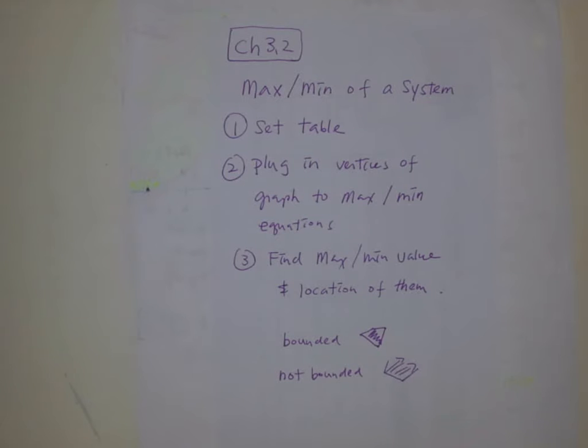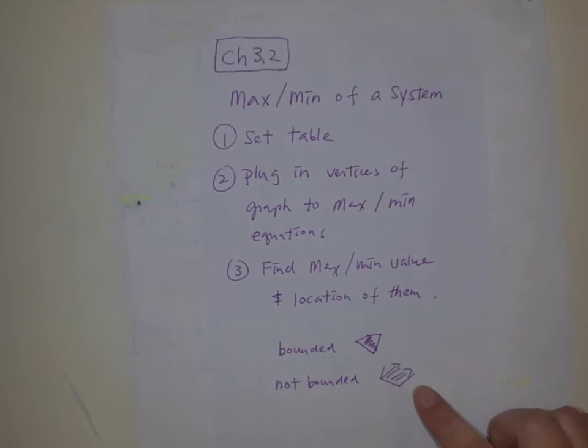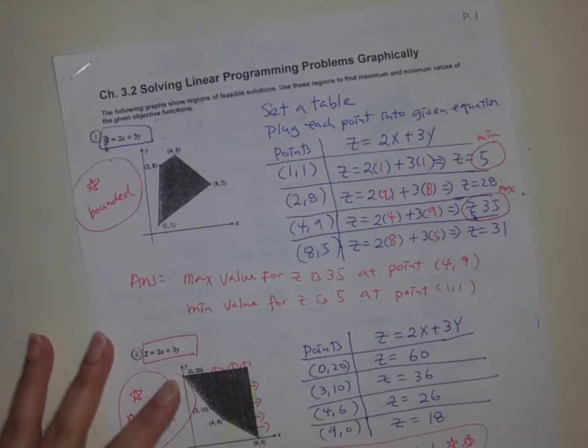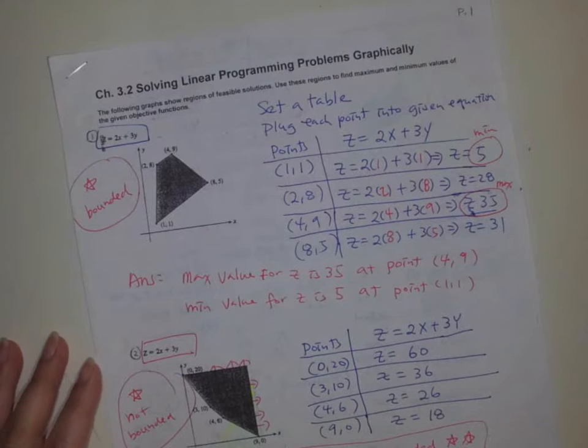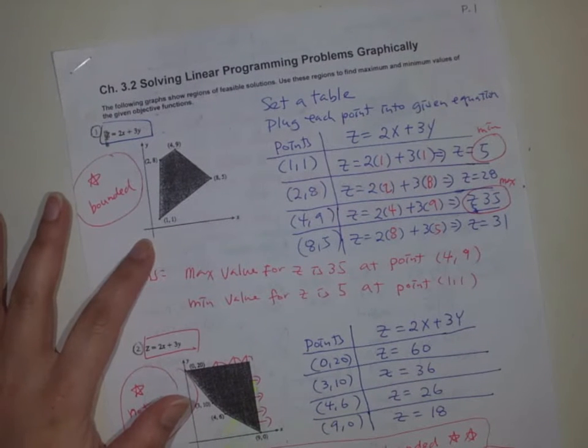Once you find the maximum and minimum value, you can see what location they are at. Some of the graphs will be bounded with the vertices enclosed, and some of them will not be bounded. We did some examples together in class. The first two questions, the graph is given to you, so those are a lot easier.